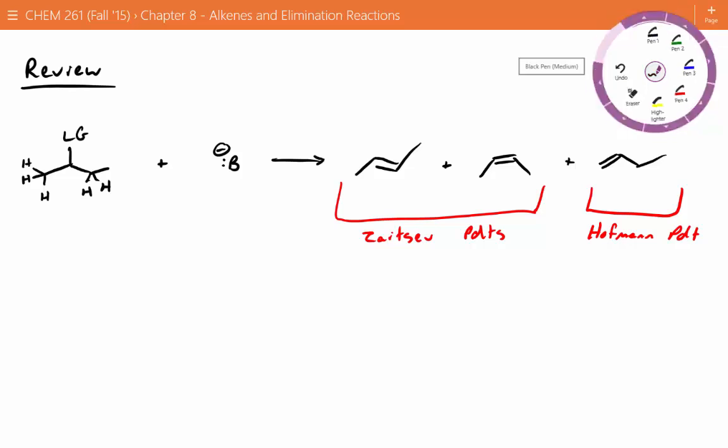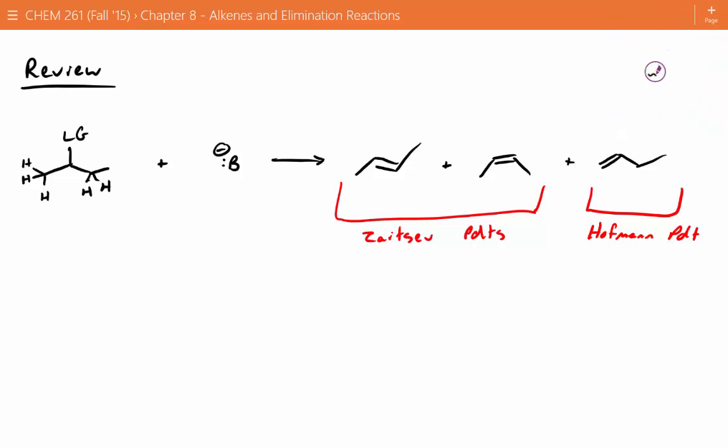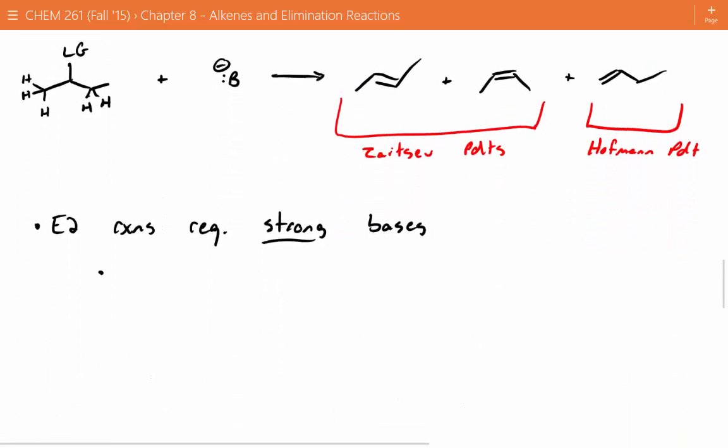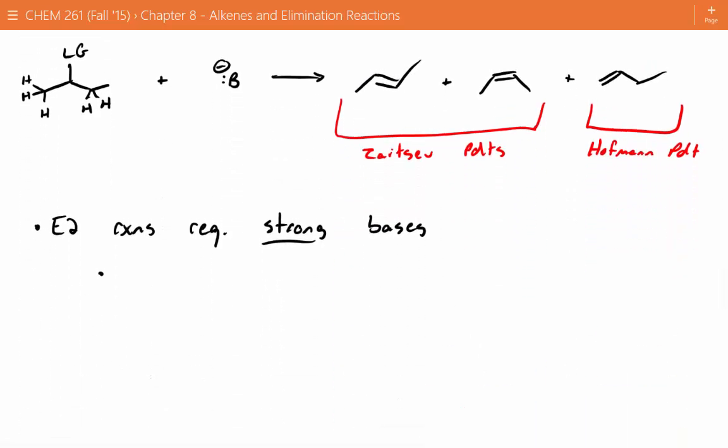All right, so let's talk a little bit about this. What sort of base do we need for an E2 reaction? Yeah, E2 reactions require strong bases. A weak base will not work. So what are some examples? What are some examples of really strong bases that we can use for an E2 reaction?